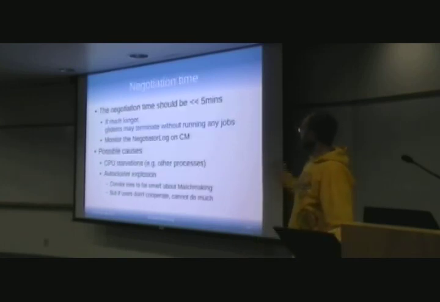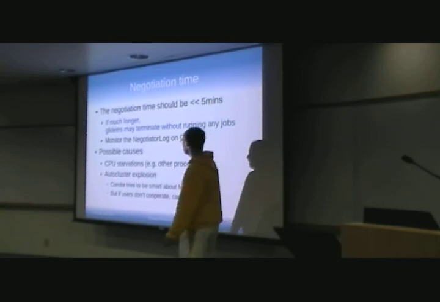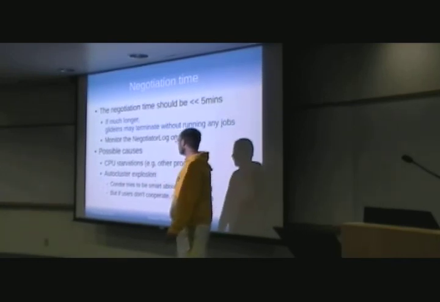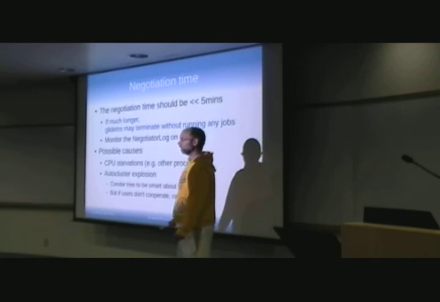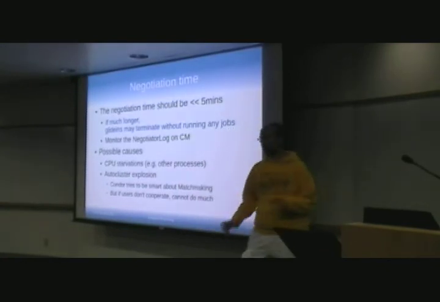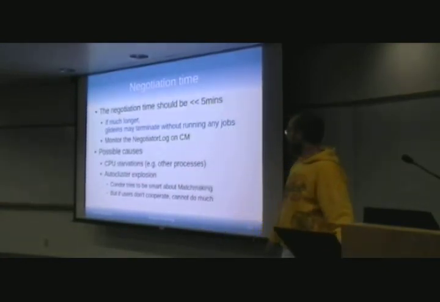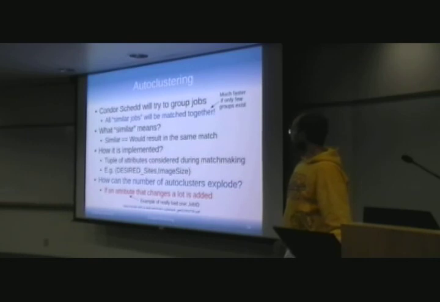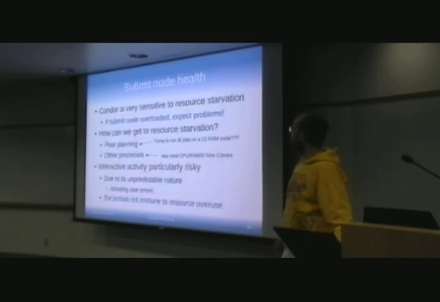The negotiation time, try to keep it below 5 minutes, because if it goes much above that, for whatever reason, glideins may not be matched before the period goes away. The reasons may be CPU starvation from any other process running on the same machine. Or autocluster explosion, all the tricks to be smart about matchmaking; you can look up what autoclustering is. But if users don't cooperate, it's a mess, especially if they write their own requirements. Since we have to move, I'll just read the content of the manual.